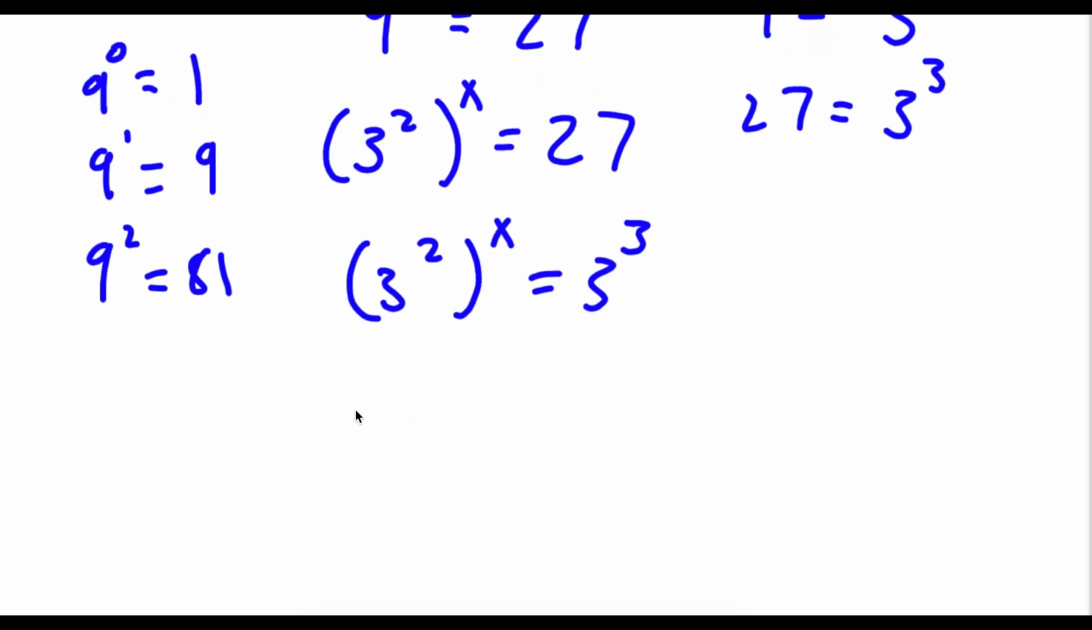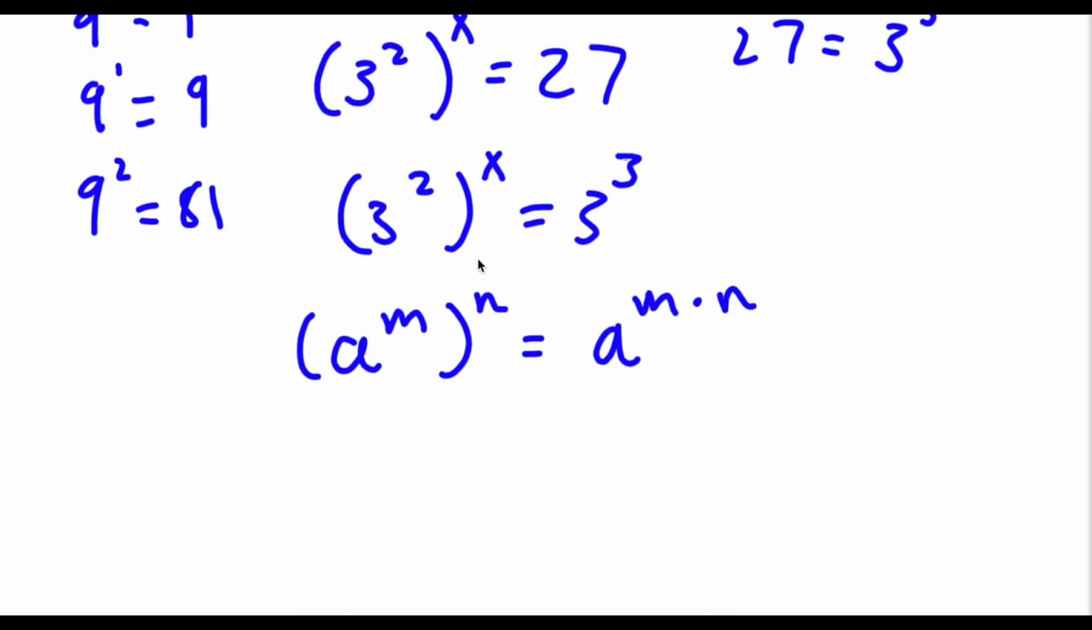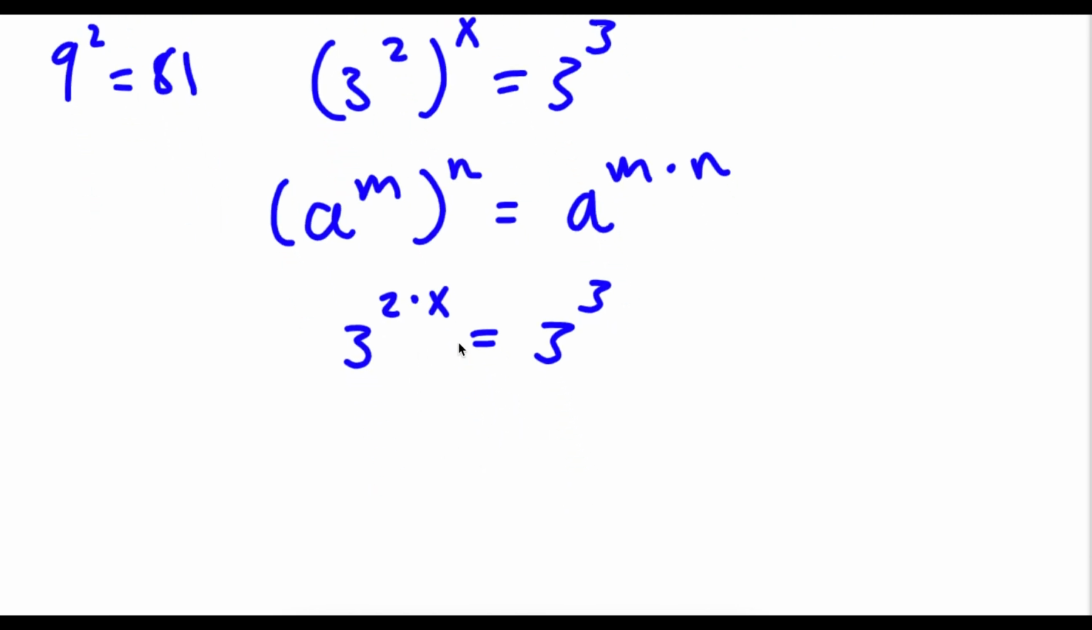Now, if I have something in the form a to the power of m to the power of n, this is equal to a to the power of m times n. So 3 to the power of 2 to the power of x, that's going to equal 3 to the power of 2 times x. It's equal to 3 to the power of 3. And 3 to the power of 2 times x, that's the same thing as 3 to the power of 2x. So equal to 3 to the power of 3.